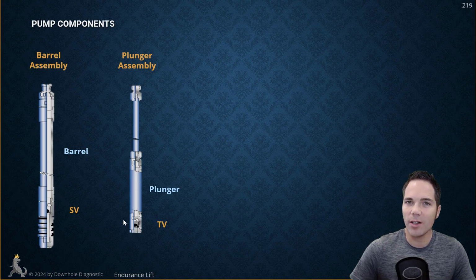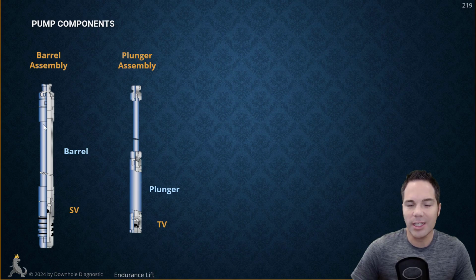We have our traveling valve, of course. This is going to open and close based on the movement of the plunger. It's called traveling because the plunger is attached to the rod string, and so it travels up and down with the stroke length of the pumping unit. Down here on the bottom of the barrel assembly, we have our standing valve. This is our check valve at the bottom of the tubing to prevent any fluid from leaking back down through the pump and going back down into the annulus. That would mean our tubing is draining. We don't want that to happen. Our standing valve is called standing because it does not move up and down with the stroke length.